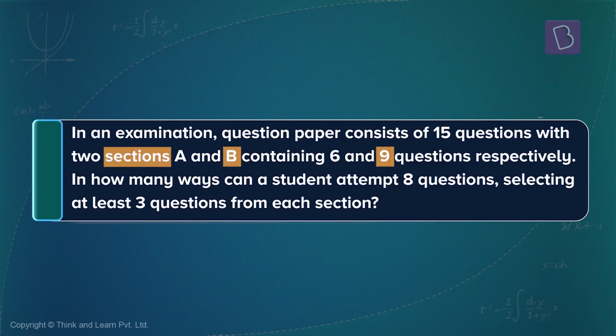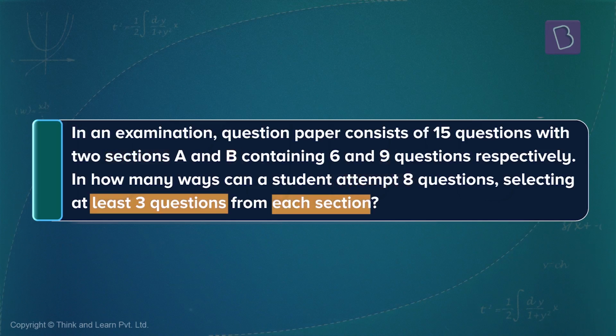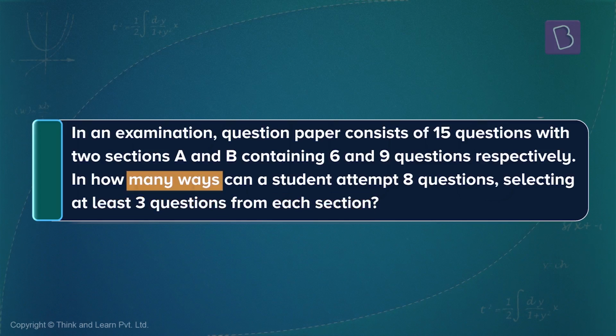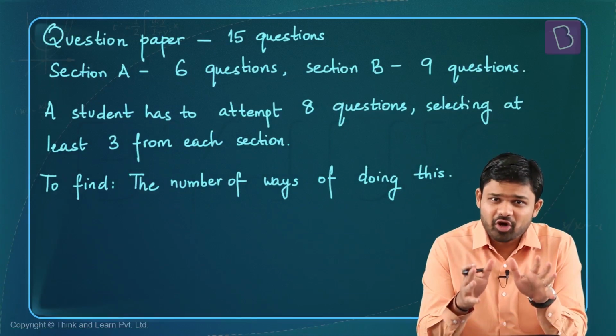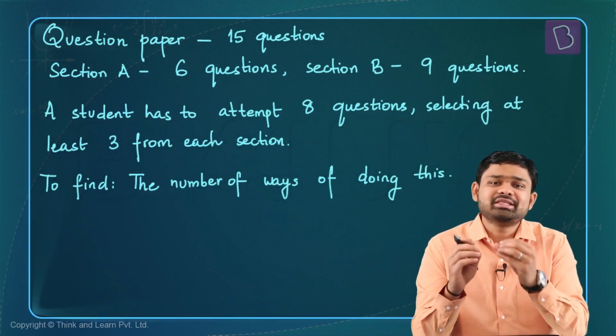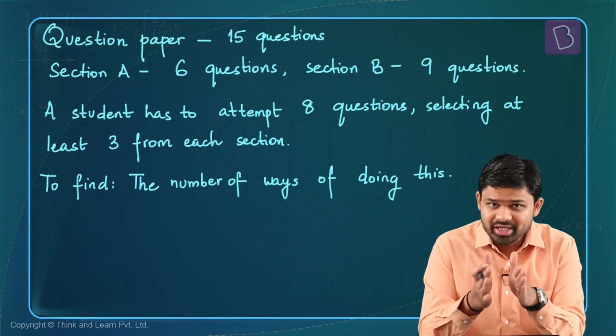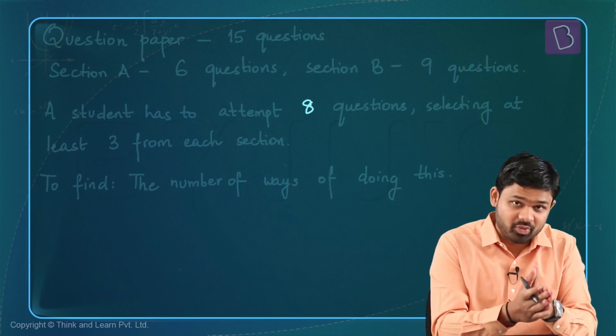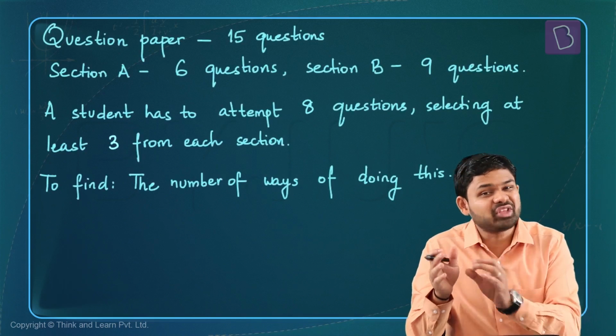Now, a student has to solve 8 of these questions, and it is mandatory that he attempts at least 3 questions from both the sections. So the objective of this question is to find out the number of ways in which a student can do this. It's a very straightforward question. We just need to find out the different cases in which this situation is possible. So a student has to solve a total of 8 questions with a minimum of 3 from each section.